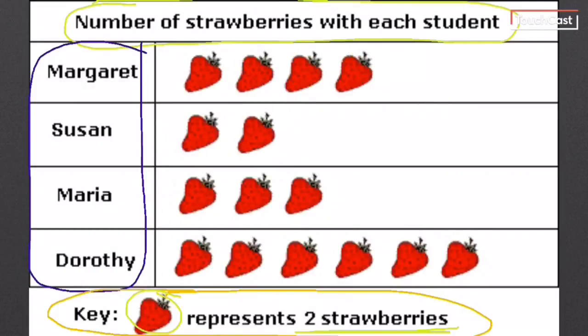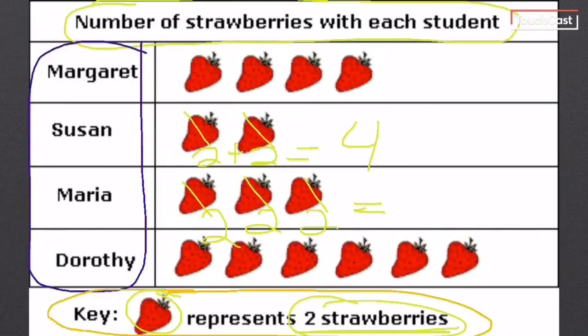Knowing that, if we looked at our list, let's look at Susan. We have 2 different strawberries, 1 and 2. Each of those stands for 2 strawberries. So that means she has 4 strawberries because each strawberry stands for 2. Same thing with Maria. We've got 3 here. I know each one of them is worth 2 because it says so down here. So 2, 4, 6 if I add all of those 2s together.